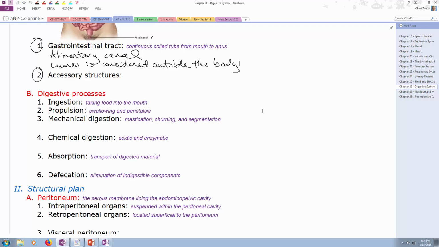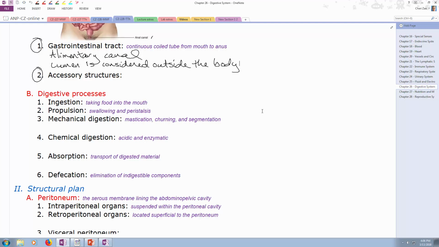Propulsion, that's a movement. And so we will move food through the digestive tract via swallowing, from the oral cavity into the esophagus, and then via a process called peristalsis. And peristalsis is a squeezing behind the food bolus with a relaxation of the muscles in front in order to actually move things. We'll talk a little bit more about that when we get into more of the material.